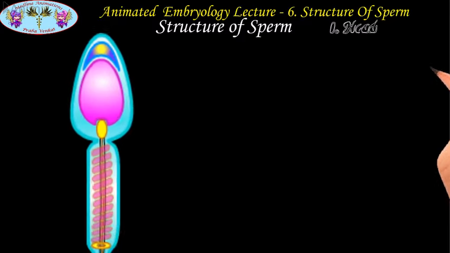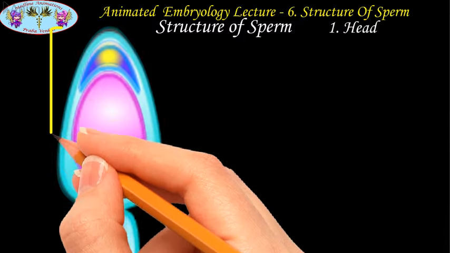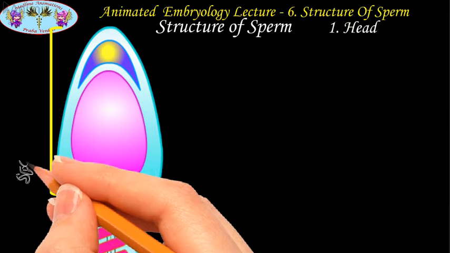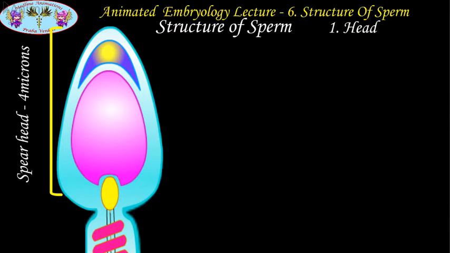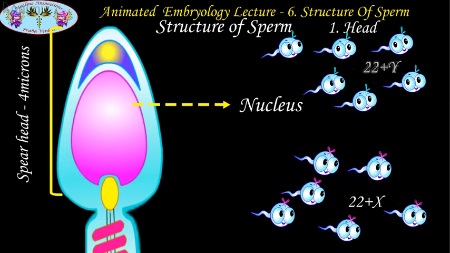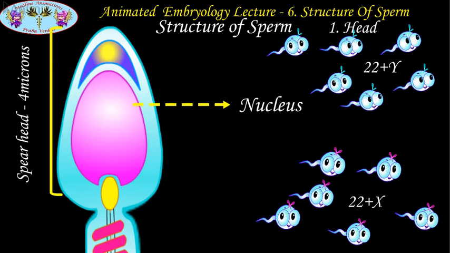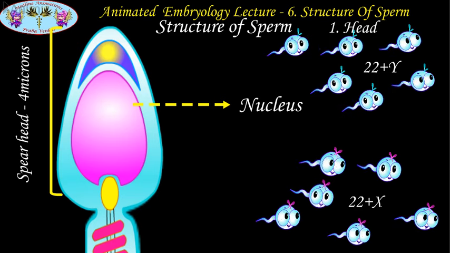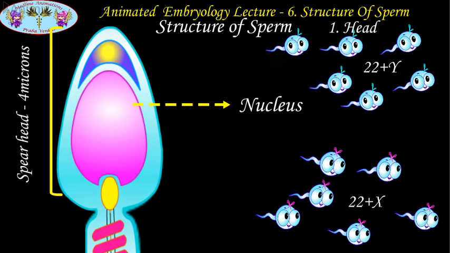The first part of the sperm is called the head of the sperm. It is spear or pyriform in appearance and about 4 microns in length. The head contains the condensed nucleus with 23 chromosomes in the center. Based on the chromosomal pattern, we can appreciate two types of sperms. They are 22 plus X and 22 plus Y sperms, and this chromosomal pattern is the key element that decides the sex of the embryo.